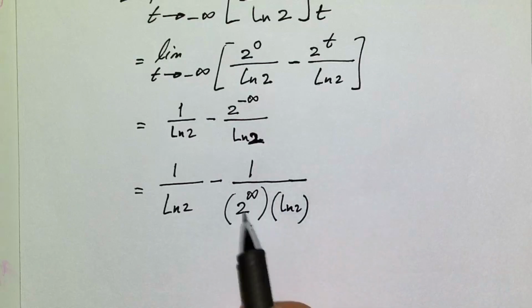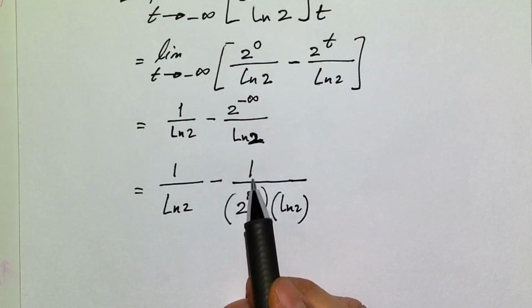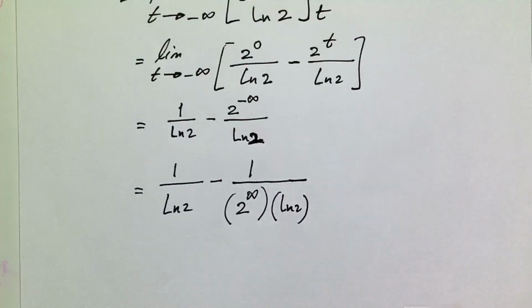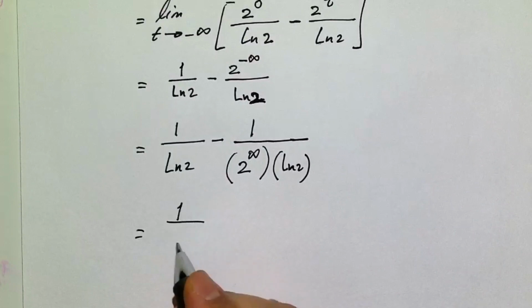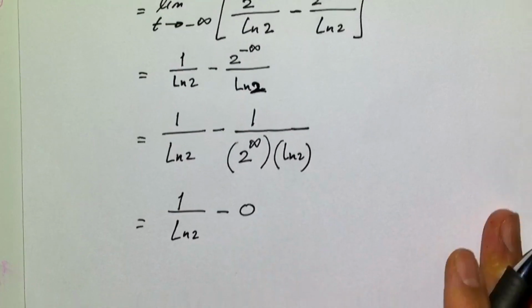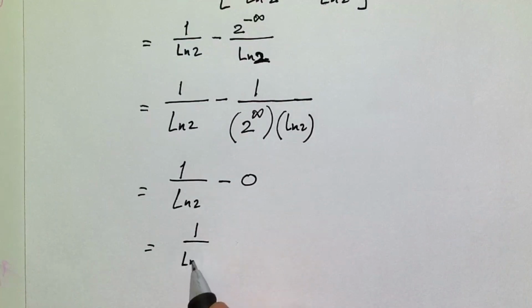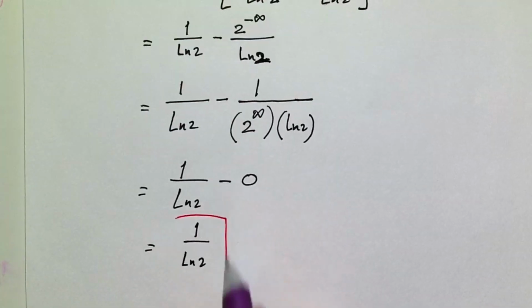Then this denominator is getting infinitely large. Any number, including 1, divided by an infinitely large number is just 0. So this term drops out. So we get 1 over natural log of 2 minus 0. And therefore the final result is some quantity, 1 divided by natural log of 2.